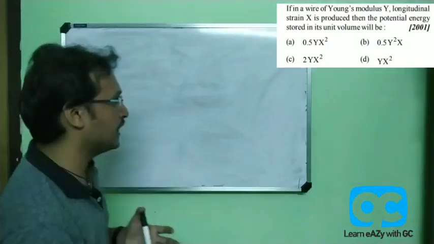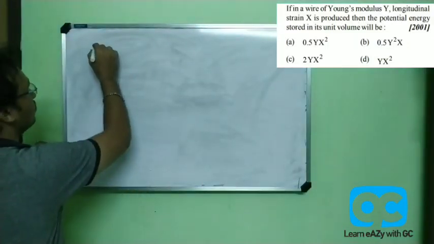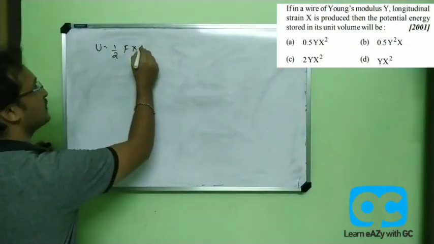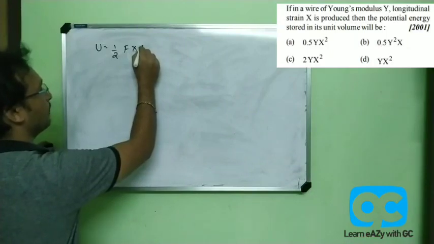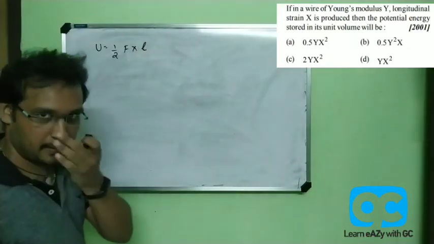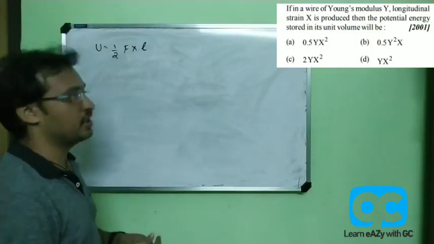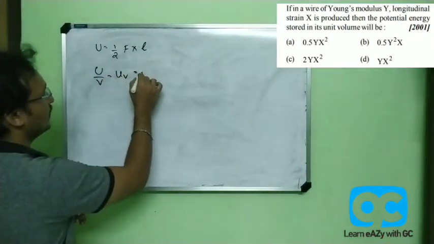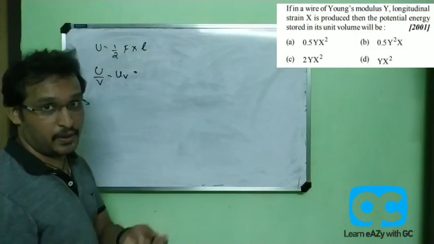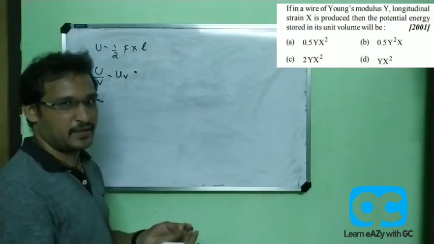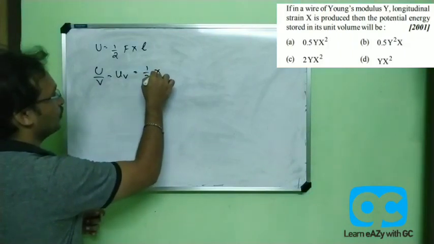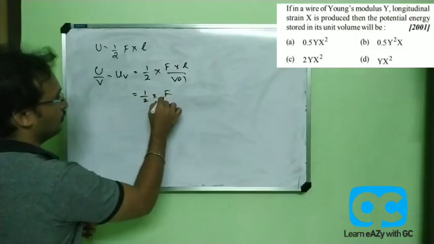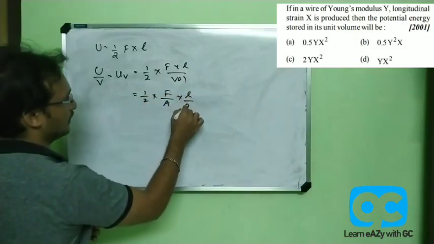We know that potential energy is half into force into distance. Let L be the distance. Half into force into distance is the potential energy. So potential energy per unit volume, I am representing it as U V. Actually you have to learn the final formula by heart. I am just giving you the derivation because it is very simple. Half into force into length divided by volume, where volume can be written as area into thickness.